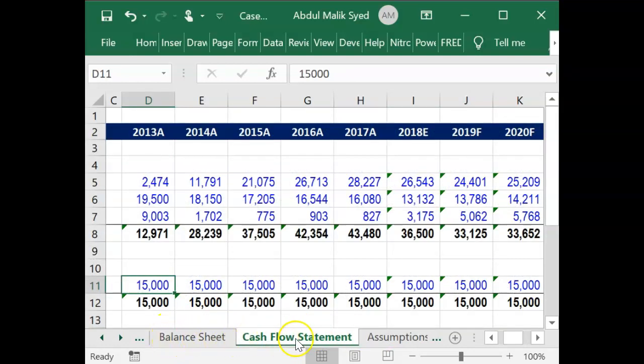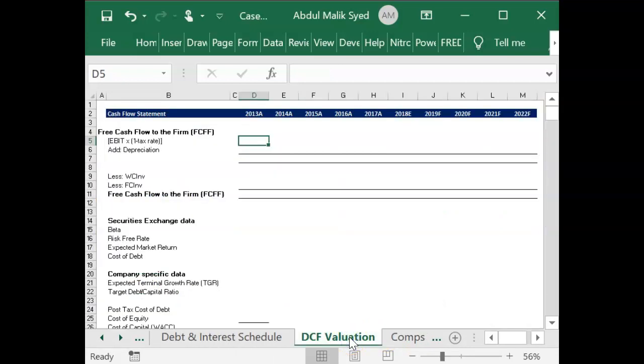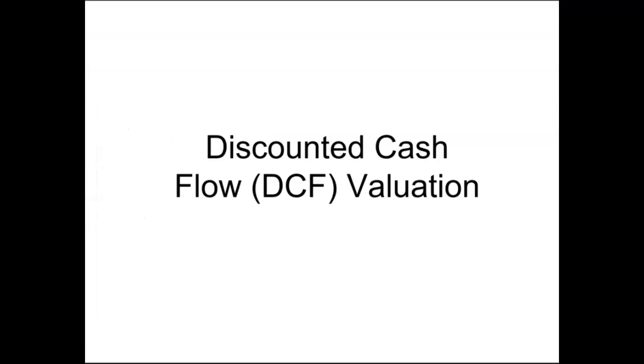Once we have the accounting statements in place, we are ready to do the valuation of the company, which we call the DCF valuation. So let's understand what we mean by DCF, that is, the discounted cash flow valuation.